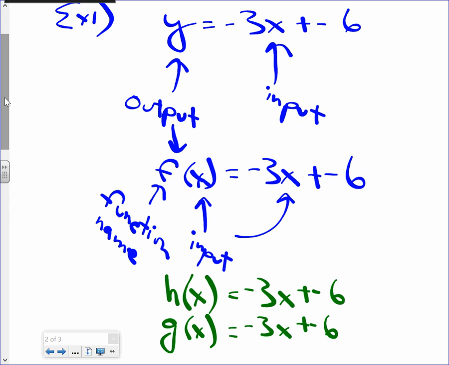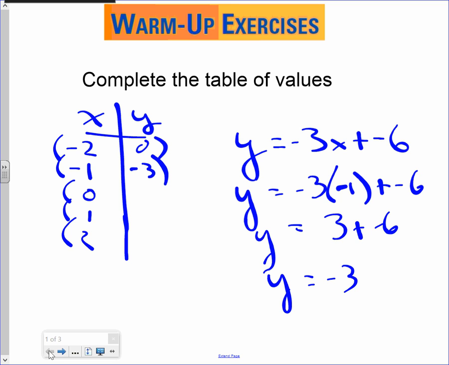Now, the reason why we can replace y with f of x is because y is a function of x. When I say y is a function of x, what I mean is y depends on x. Recall on the warm-up, I told you y depended on what x is. Y depended on x because we're putting x values in here, and y depended on what x was. If something depends on something in the English language, we can say that something is a function of something. Here's an example that's not mathematical.